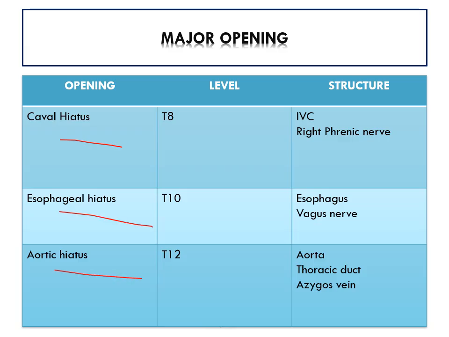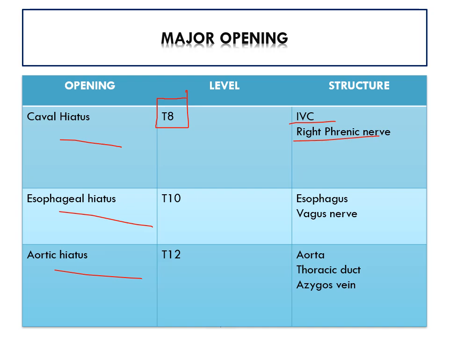The caval opening, I said before, is found on the central tendon. It tends to be related to the 8th thoracic vertebra. So we say it's related to T8, and the structures that tend to pass through this opening from the thorax to the abdomen, or from the abdomen to the thorax, include the inferior vena cava. That's the reason why we call it the caval opening in the first place, and then the right phrenic nerve.